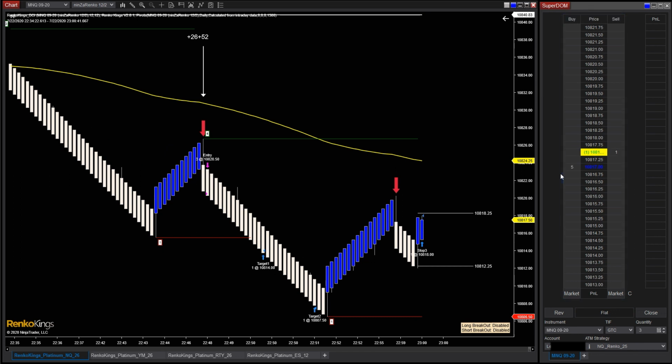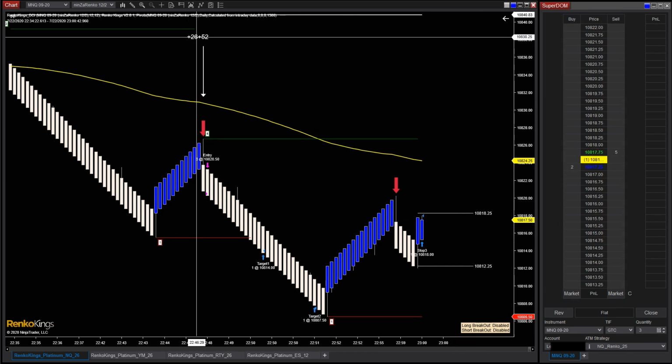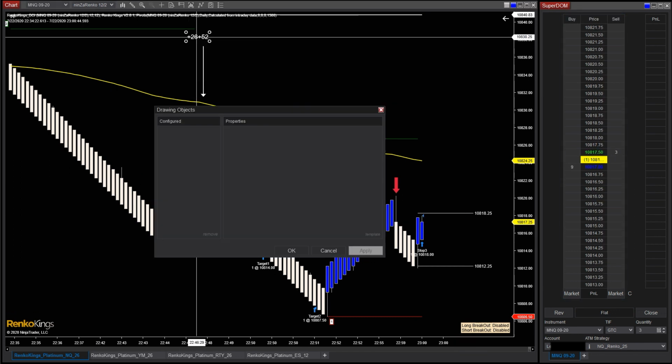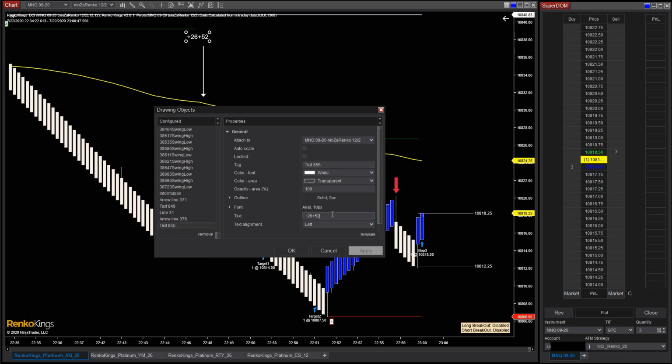Stop filled. Okay, there it is. Nice trade. I'm happy with that. 88 ticks times 50 cents on the micro NQ, $44. Nice little trade.